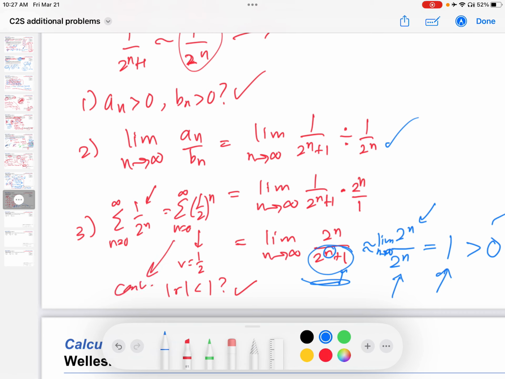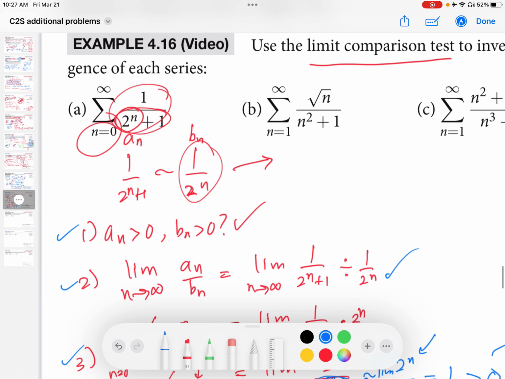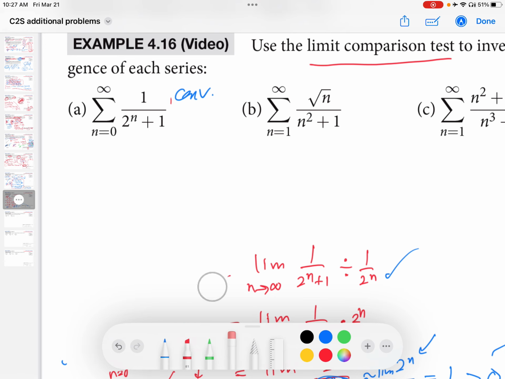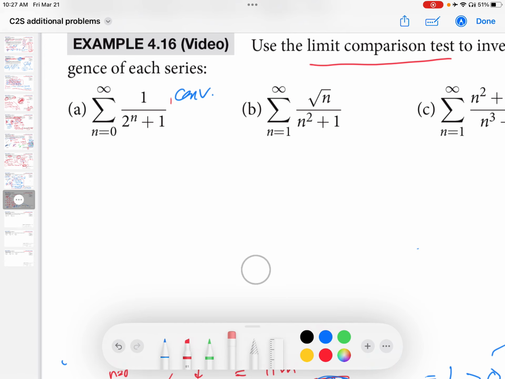So the limit comparison test tells me, hey, I have verified all three requirements of the test, and I now know the series I'm comparing my original one to converges. So the limit comparison test tells me, hey, so does the series you're looking at. That one converges too. Great. Okay, so I'm going to give myself some space here so we can work on part B. Let's take a look at that one.